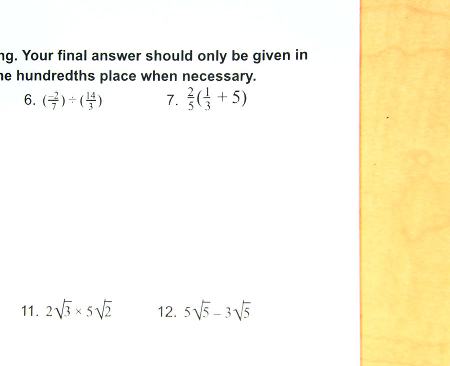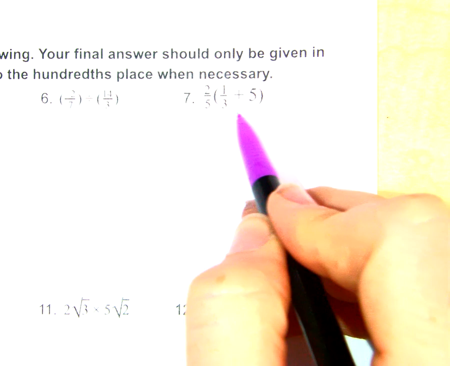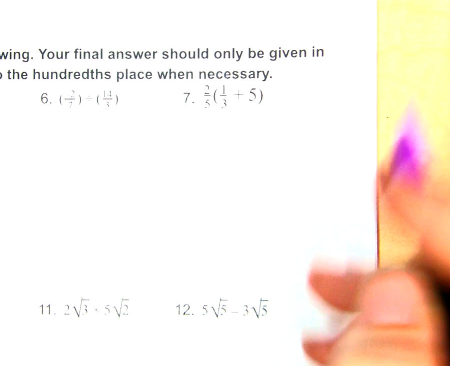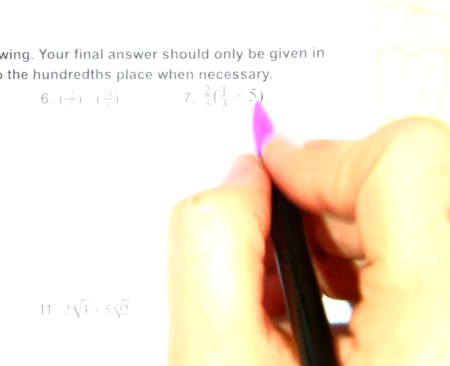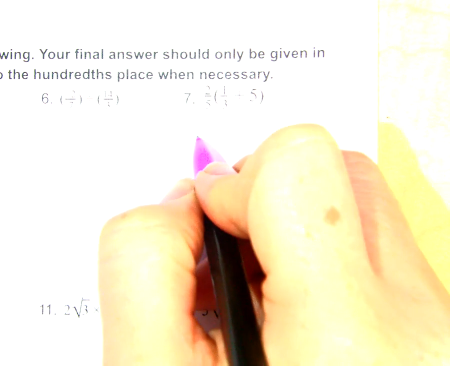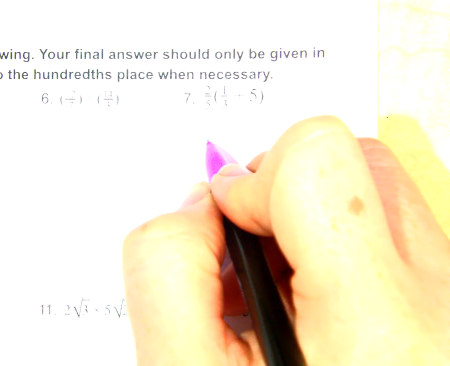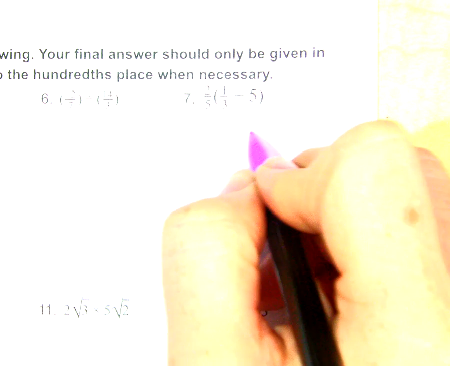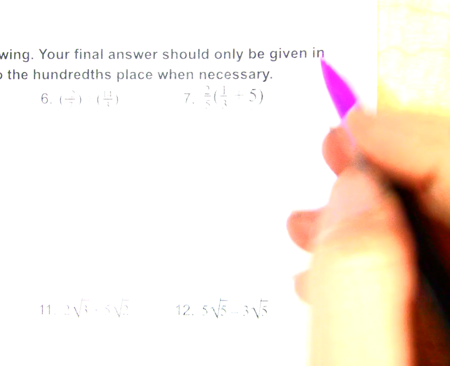All right, number 7. We have a little order of operations issue here, right? So parentheses first, I actually want to add -1/3 and 5 first, but I need to make sure they have a common denominator. So I'm just going to take 5 over 1, and I'm going to multiply 5 over 1 by 3 over 3 to get 15/3. So this guy is going to become 15/3.